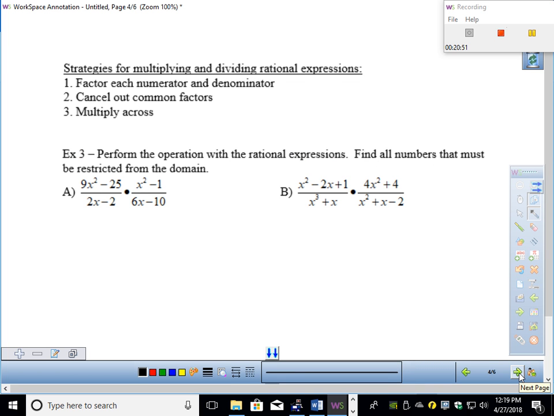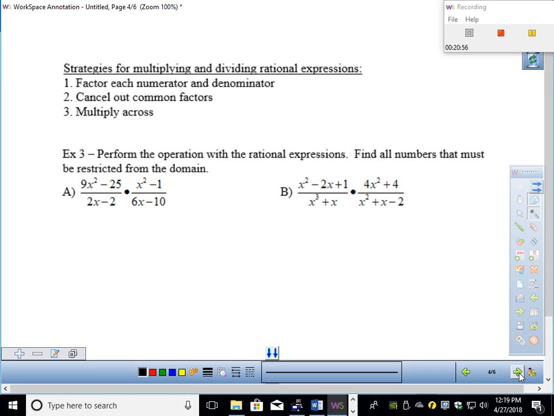Okay, so we did some simplifying. Now let's get into the multiplying and dividing. Same idea. I always like to give you a little reference to come back on. So these are the strategies that I would use to work with multiplying and dividing these rational expressions.